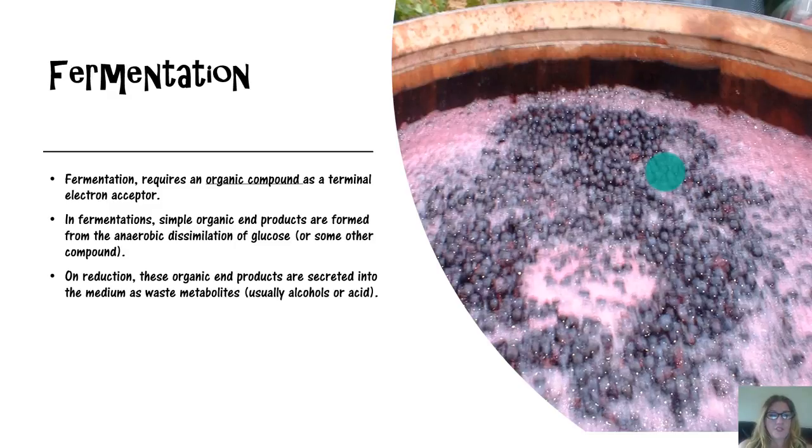All right. So fermentation, what does it require? The definition of fermentation is when it has an organic compound as a terminal electron acceptor, and usually that might be pyruvate, for example. In fermentations, the simple organic end product is formed by the anaerobic dissimilation, or taking apart, of glucose or another similar compound, usually a carbohydrate. On reduction, these organic end products are secreted into the medium as waste products, as either alcohols or acids.